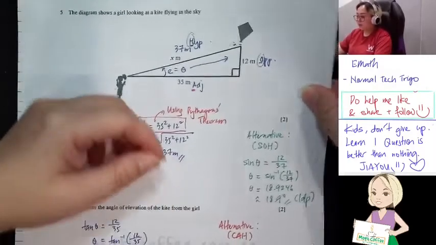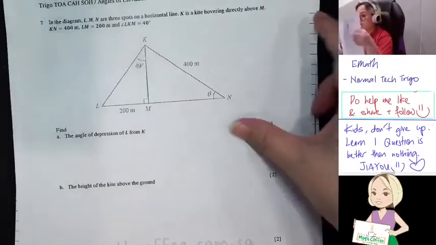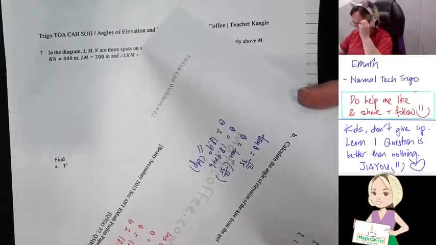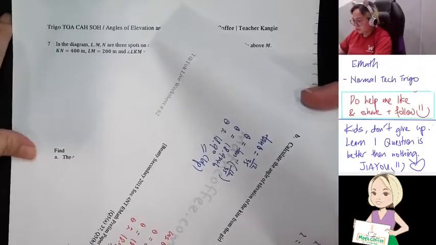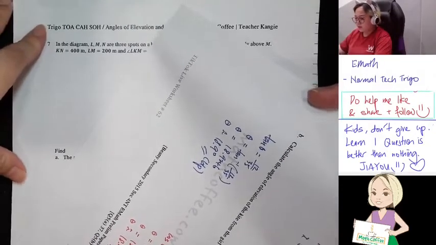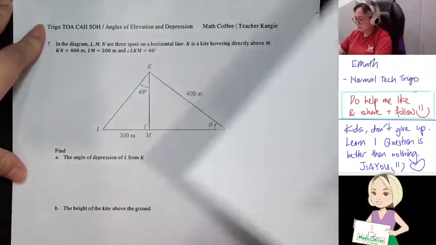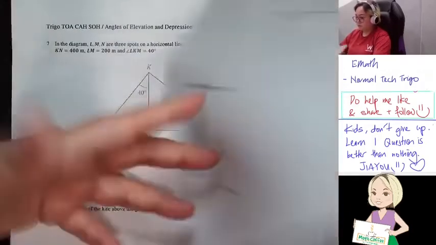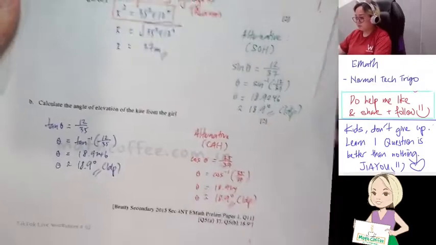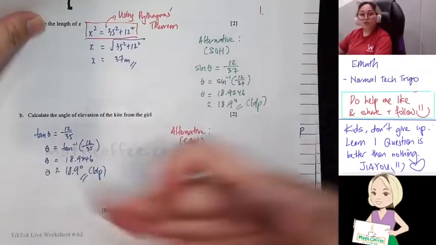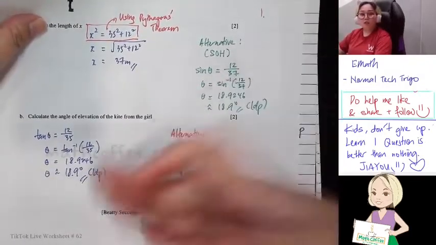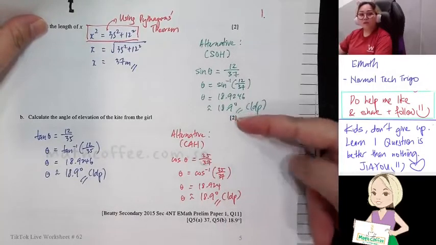Cannot repeat. Go and watch the TikTok live. Sure, if use any of the 3, got 1 mark. I don't understand. Any of the 3 will give you the answer. You use either one will give you the 2 marks.